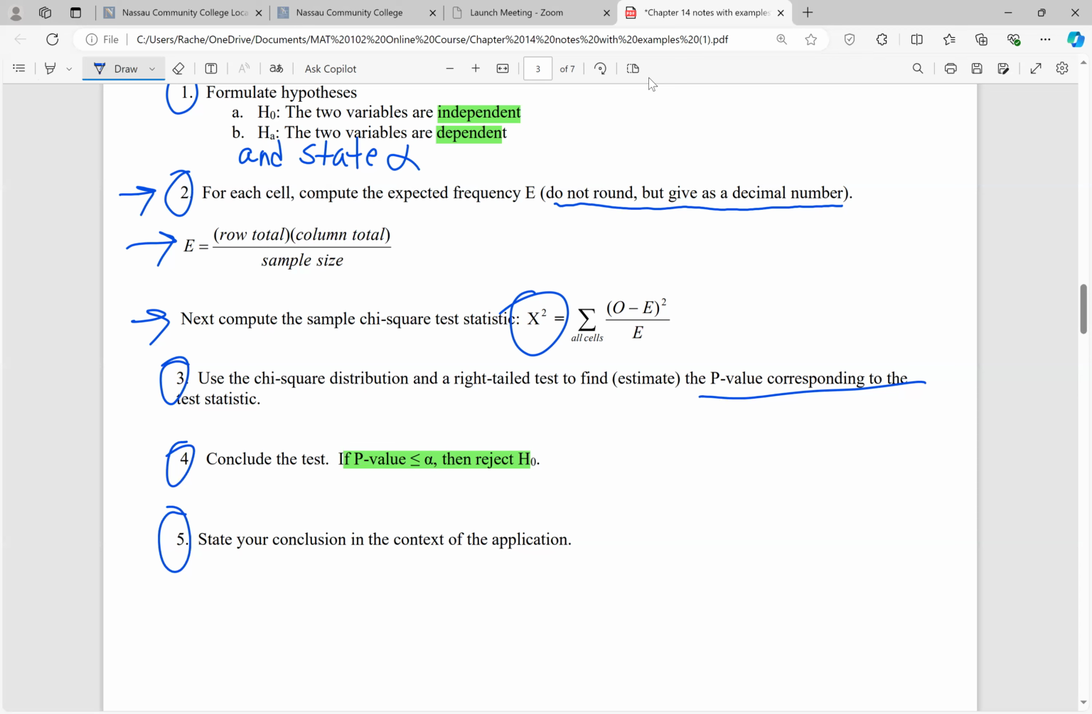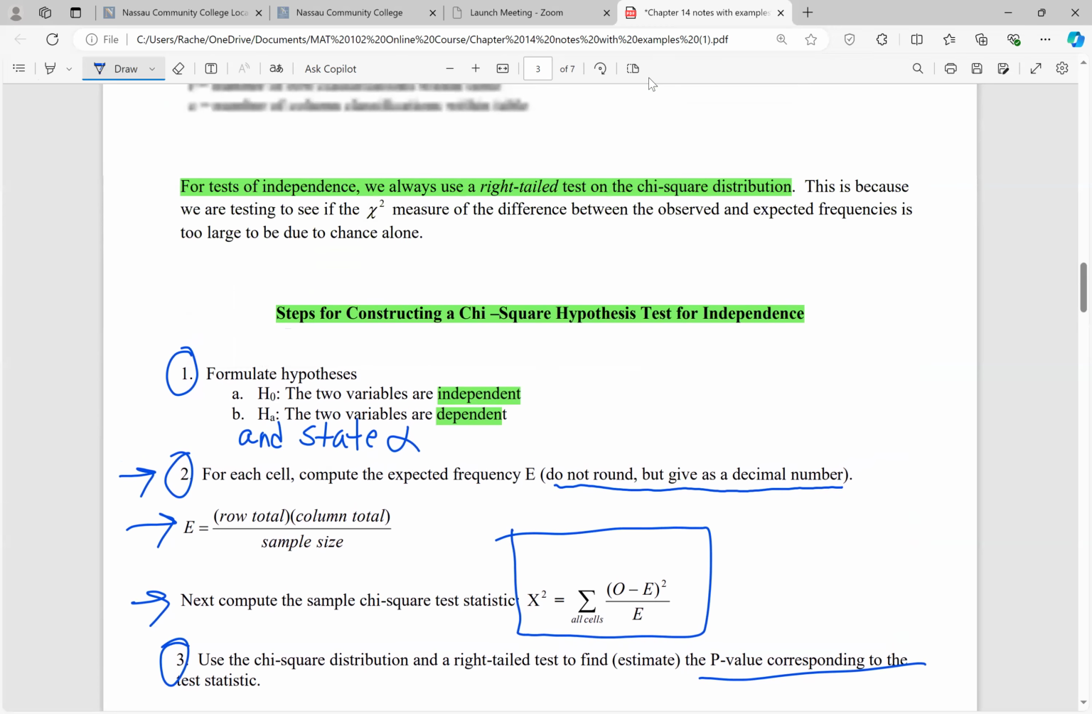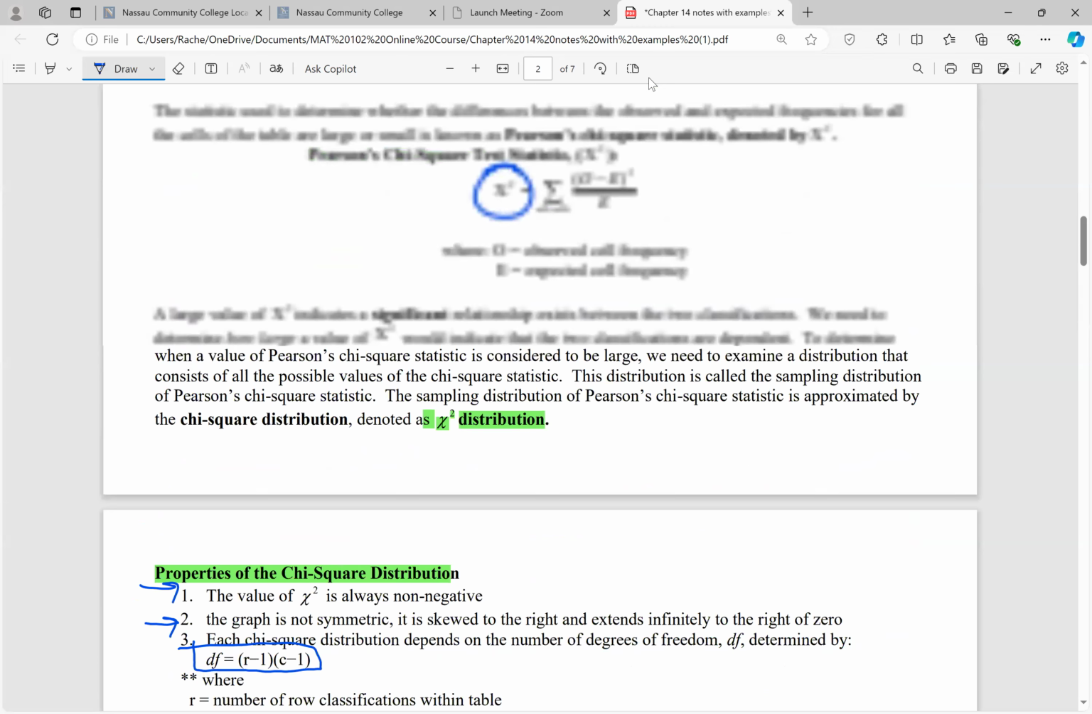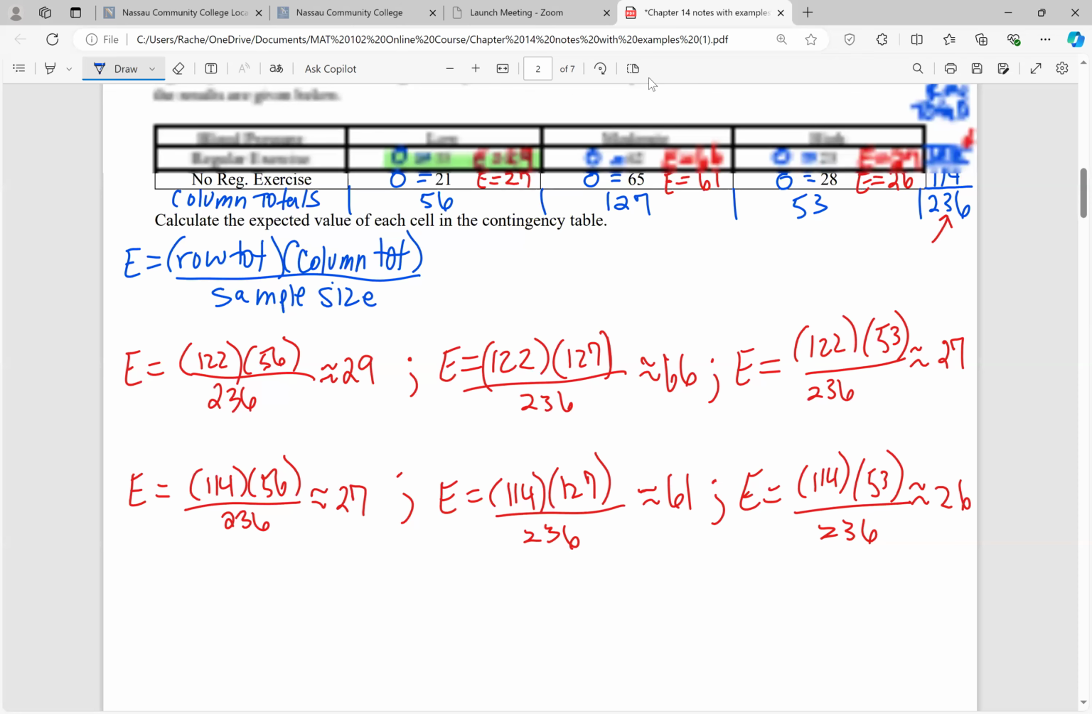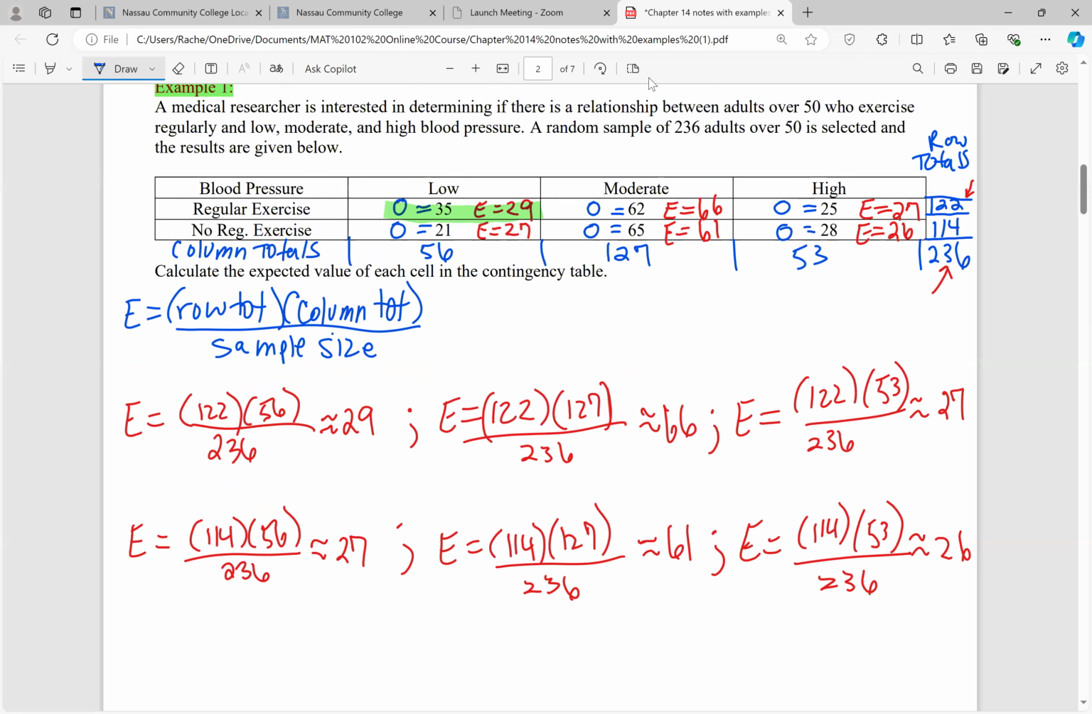So let's calculate by hand, and this is the only time we're going to do this. Going forward, in the next lecture, I'm going to show you how to use the calculator to get your chi-square test statistic and your p-value. But I like to do it once just to show you how to get this statistic by hand, because I think it's important. So let's get the chi-square statistic for the previous example that we did up here, the example with exercise and blood pressure.